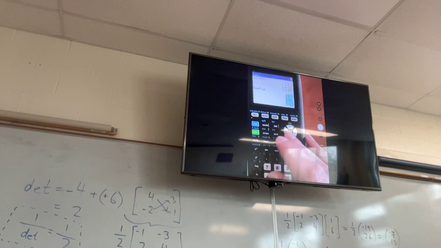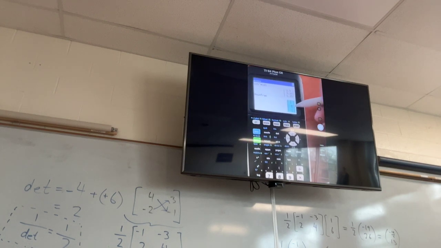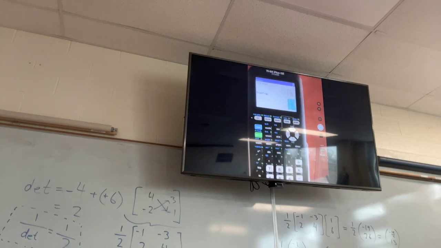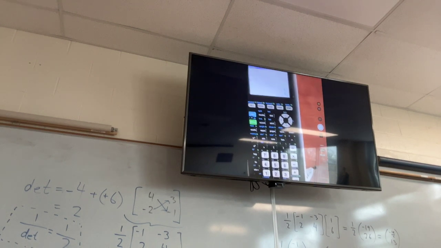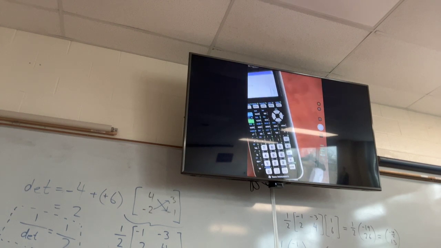Right, that top number is going to be my x. The middle is going to be my y. The bottom is going to be my z. This is really powerful. Now you guys know how to do it on your calculator, like if you get a 6x6 system of equations, you know how to do it on your calculator.